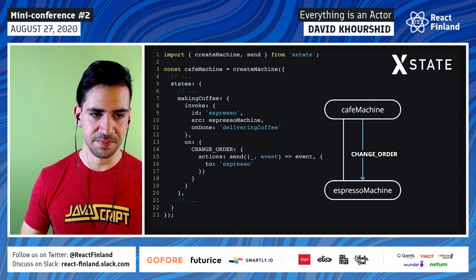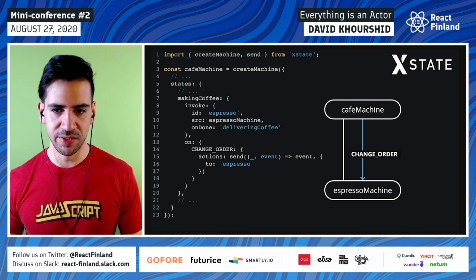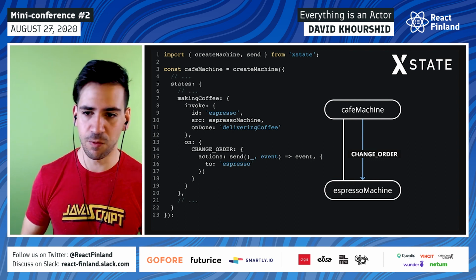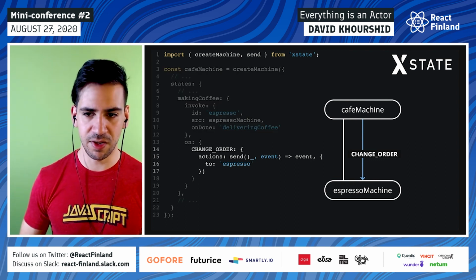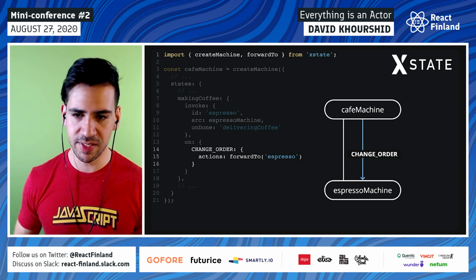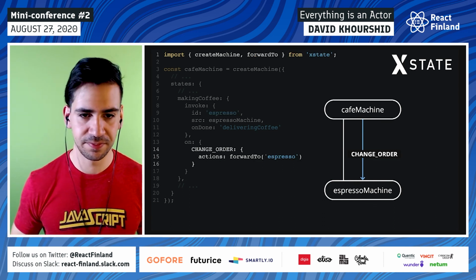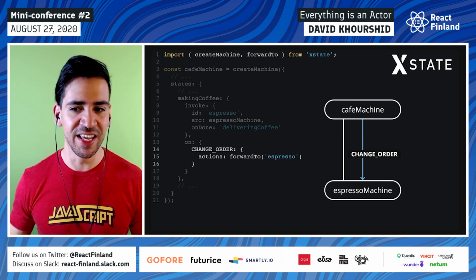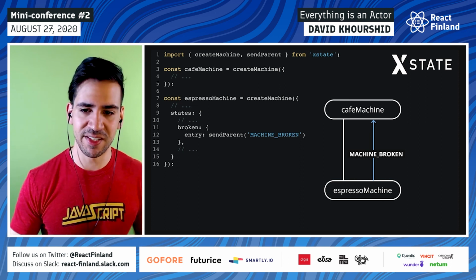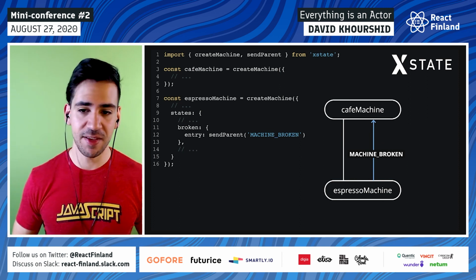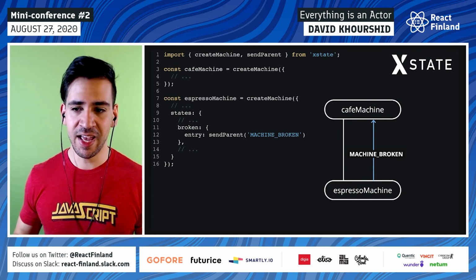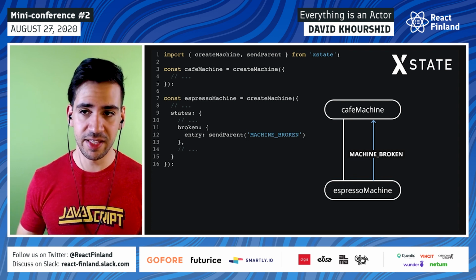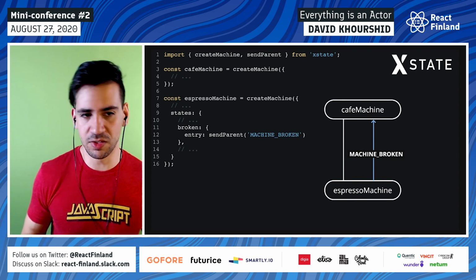So the idea is just an abstraction. If this seems a bit verbose, there's a helper function in XState called forward. And all that means is take the exact same message you received and forward it to that actor. So in the invoked espresso machine, the actor already has a reference to its parent. So we can send the parent's cafe machine events such as machine broken if the machine breaks. Then the parent can decide that it needs to handle that event and decide what to do next.